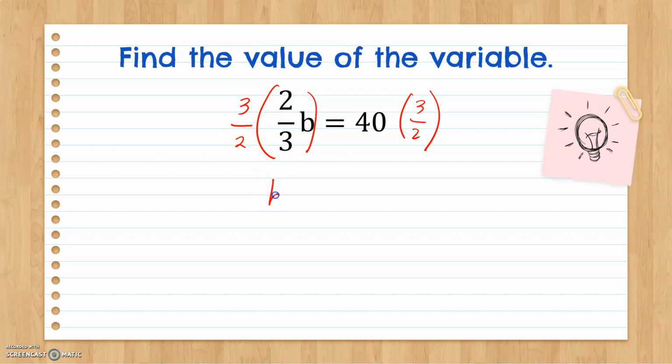So we'll be left with 1b on the left side of our equation. And 40 times 3/2 will give us 120 over 2. That gives us b equals 60.